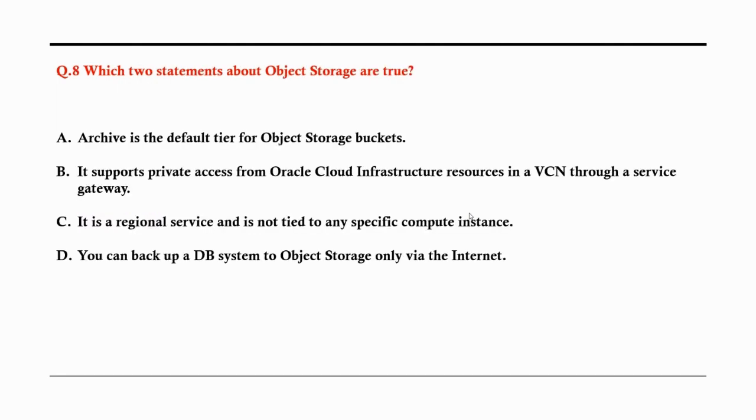Question 8. Which two statements about object storage are true? If you have seen my previous videos about OCI networking, I have explained this in detail. The correct answer here is B and C. You can connect to object storage using a service gateway. And the second is that it is a regional service, so it is not tied to any specific compute instance.